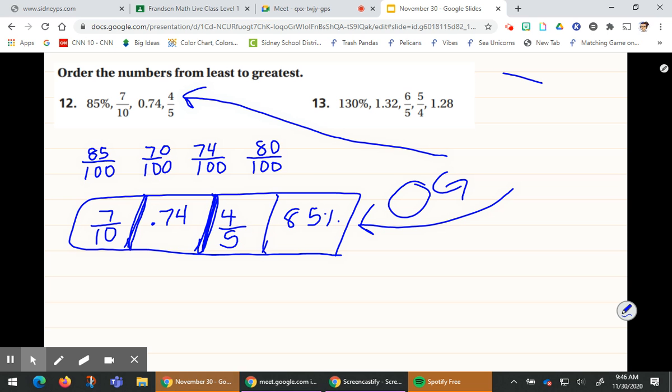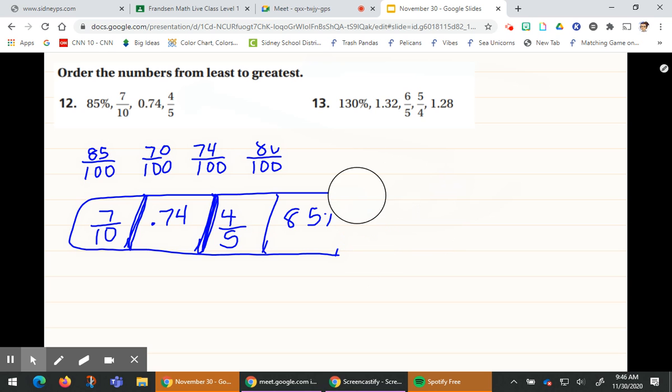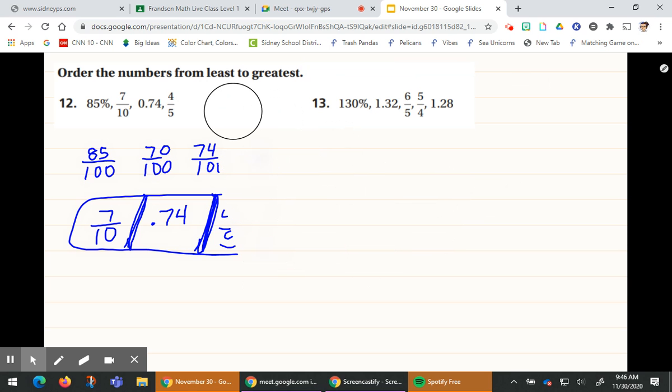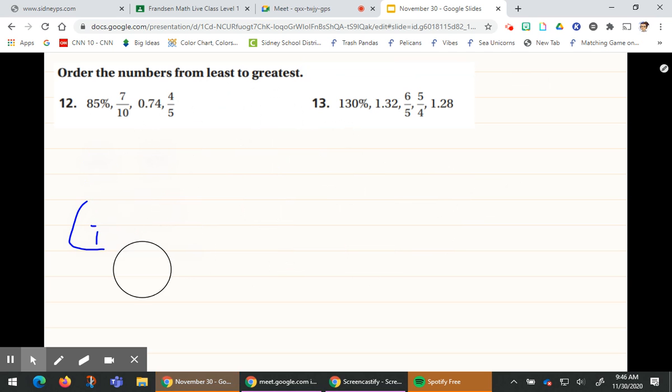And then also pay attention when you're reading your test questions. Are they always going to say least to greatest, or could they tell you greatest to least sometimes? Yes. Yeah, so read them carefully. Okay, questions on how to do that? No. Okay, let's reorganize the next group of numbers. Some of you already have. Good job.